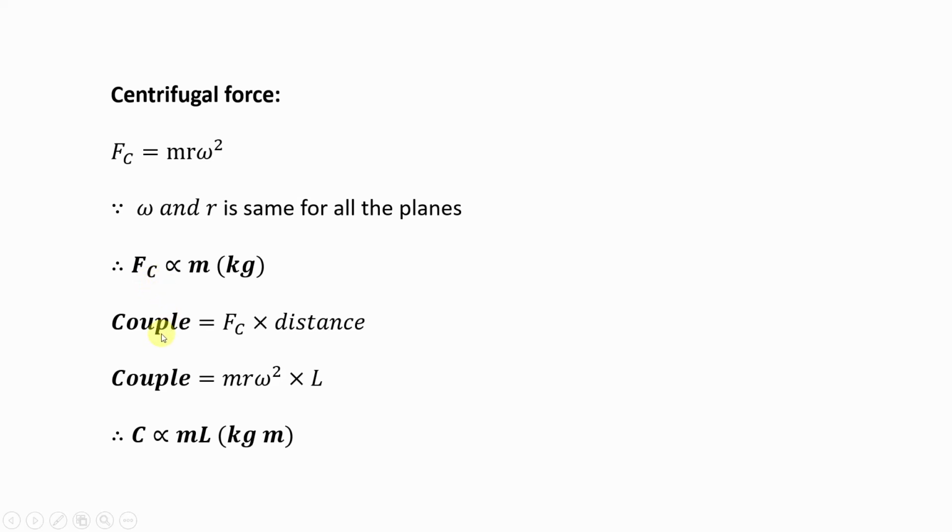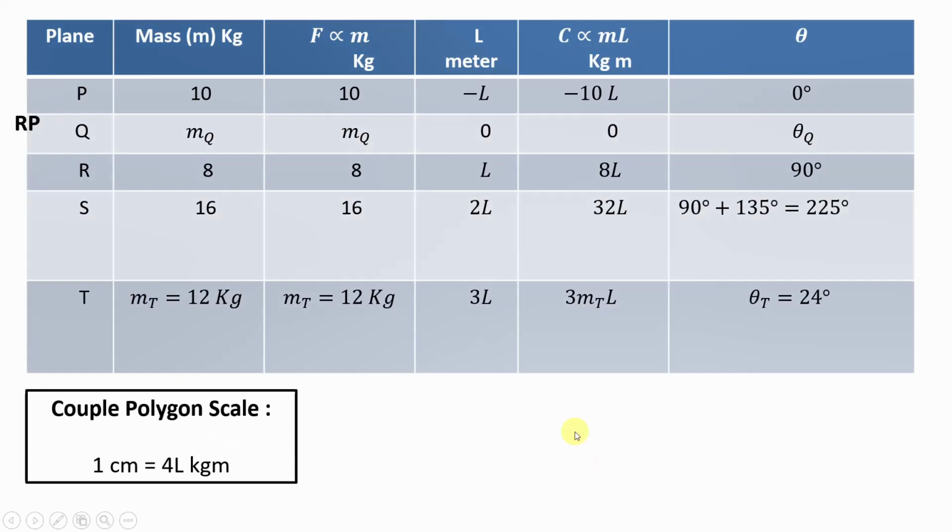So couple is force multiplied by distance. So Fc is m r omega square. Again, r and omega are constant. So we can say that couple is directly proportional to the product of m and L, where mass is in kg and L, that is the distance, is in meter. So couple will be having unit of kg meter. And if you want it in Newton meter, then you have to multiply it by r omega square, as we have discussed in our centrifugal or centripetal force also.